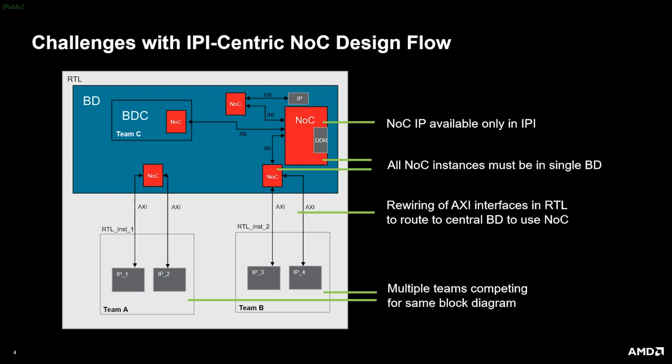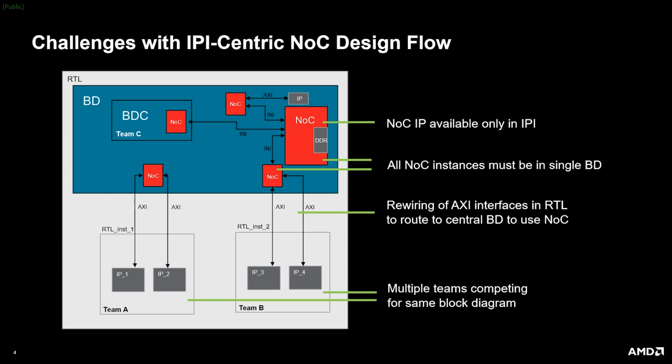In the lower left-hand corner of the gray BD, you see a box labeled Team A. Assume this is a group of RTL developers that would like to utilize the NoC to communicate between IP1 and IP2. To achieve this with our current flow, the Team A developers would need to route both AXI buses from IP1 and IP2 to the BD and connect through a NoC IP. Routing these AXI buses through the RTL hierarchy is a tedious process.